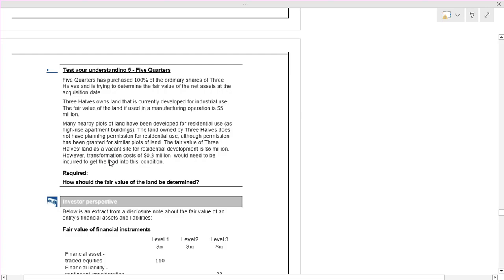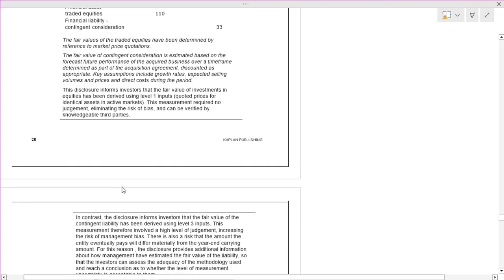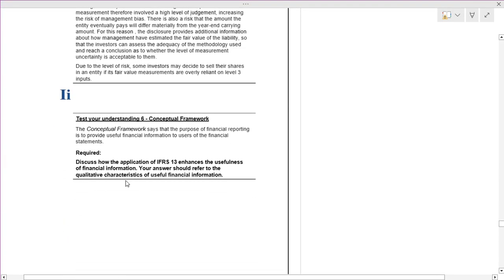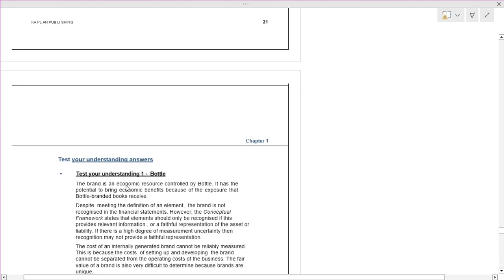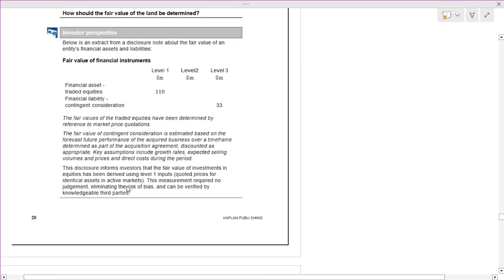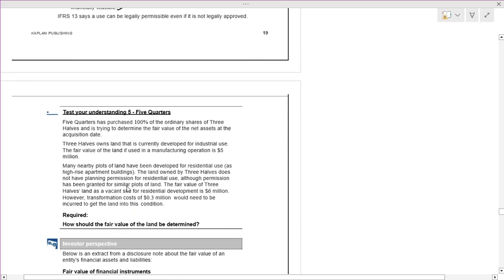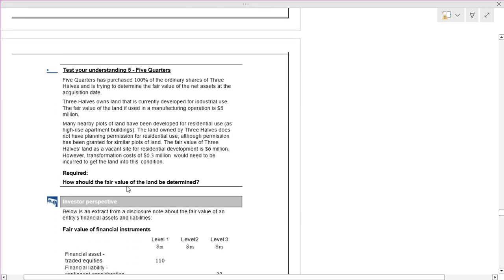Five quarters purchase 100%. Is it with this? Is it? Good. Five quarters. This is the last one.